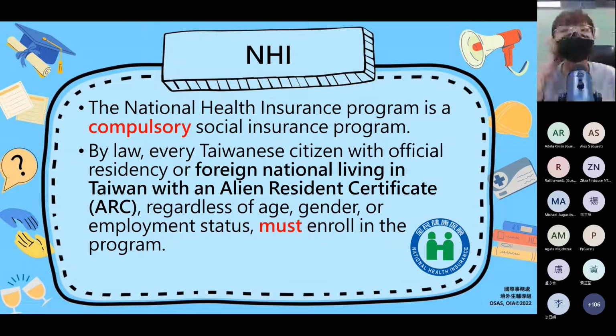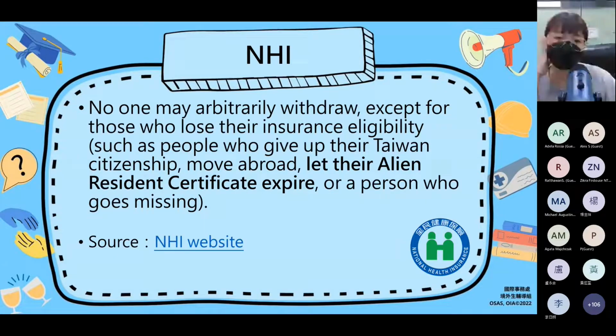So what is National Health Insurance? The National Health Insurance, NHI, is a compulsory social insurance program. If you are a foreign national living in Taiwan with an alien resident certificate, when you meet the requirements, you must enroll in the program. No one may arbitrarily withdraw, but if your ARC expires, you will lose the insurance eligibility.